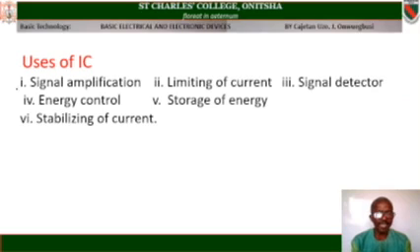Uses of IC. IC is used, 1, for signal amplification, 2, for limiting of current, 3, as a signal detector, 4, for energy control, 5, for storage of energy, and 6, for stabilizing of current.